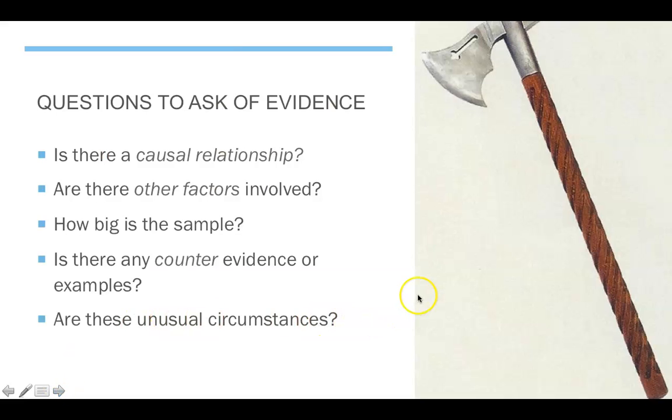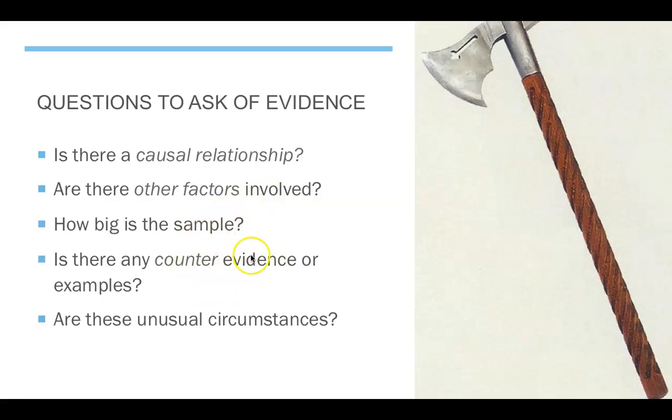Questions to ask of the evidence. This part's important. Is there a causal relationship? Are there other factors involved? How big is the sample? If you're only doing your work on 4 people, it's not very reliable when you're trying to say, this is what people think. Well, you've only asked 4 people. The bigger the sample size, the better. The more people that are involved in the research, the more accurate and reliable the research is going to be.